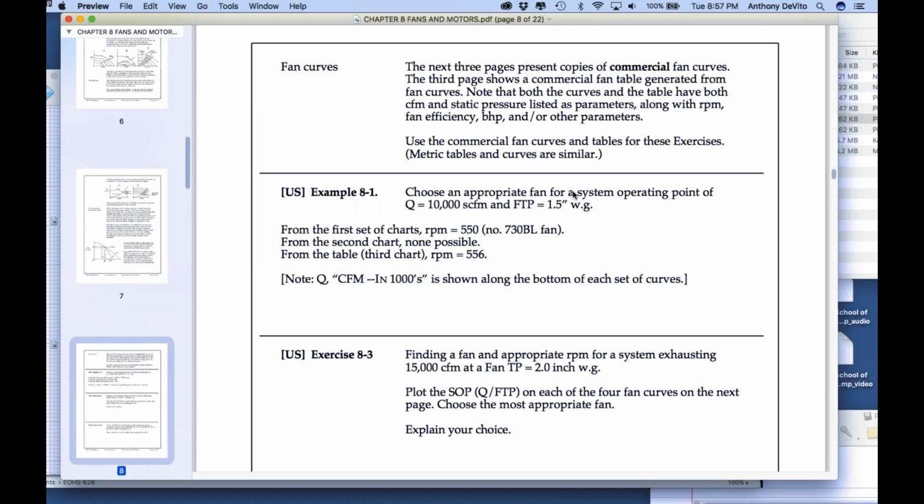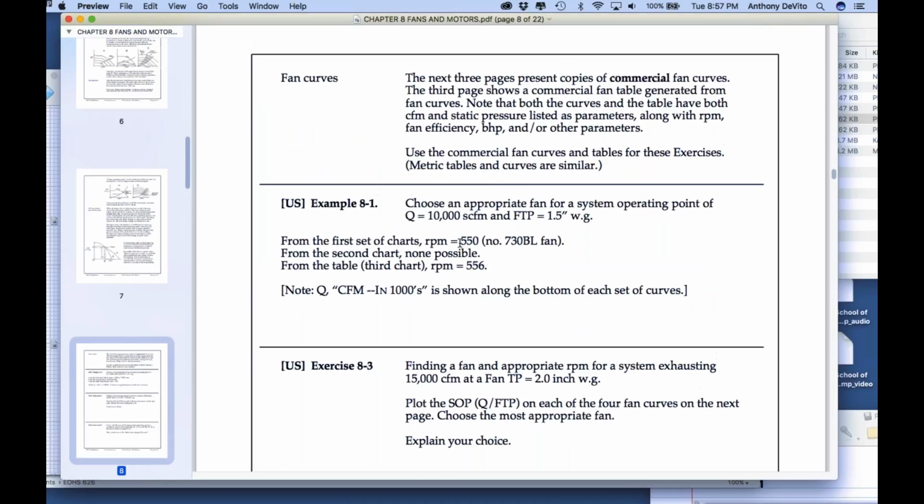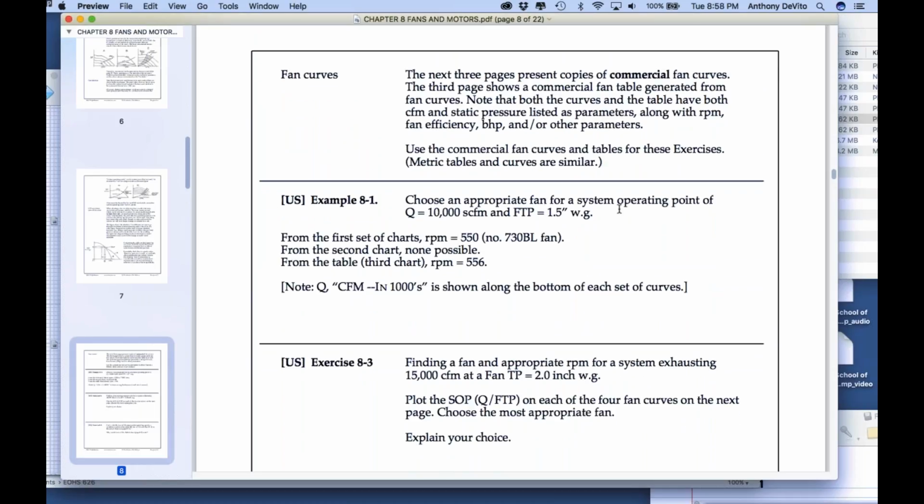Okay. We're gonna use these charts to pick out a fan. Choose an appropriate fan for a system operating point of 10,000 cubic feet per minute and a fan total pressure of 1.5 inches of water. Remember I told you the fan total pressure is easy for us to calculate, just the difference between going in and coming out. And the amount of air that we're moving, we know that because the first thing we did was figure out what Q had to be to make the hood work for us. Remember that chart for the hood?